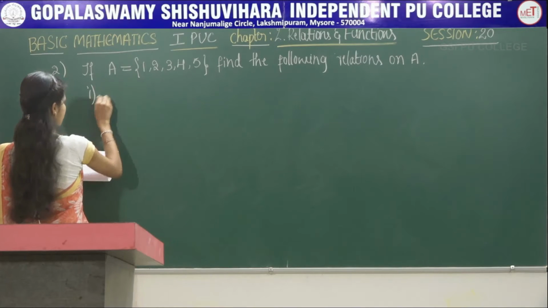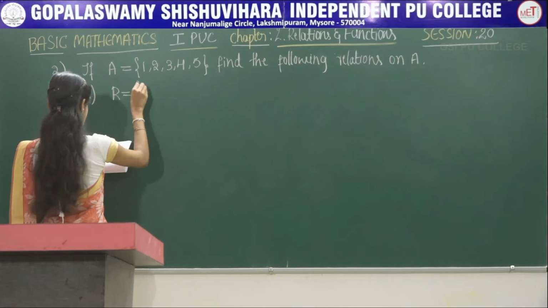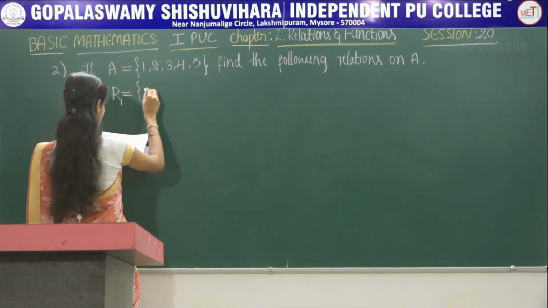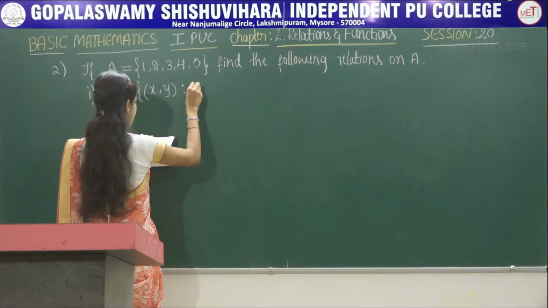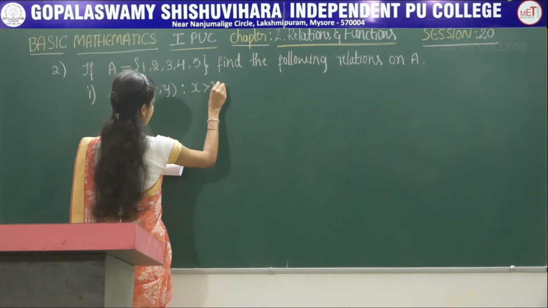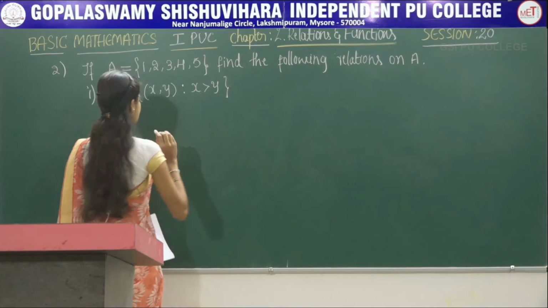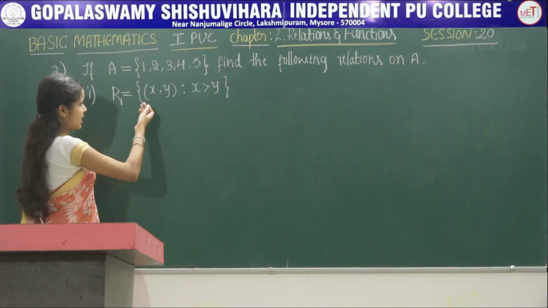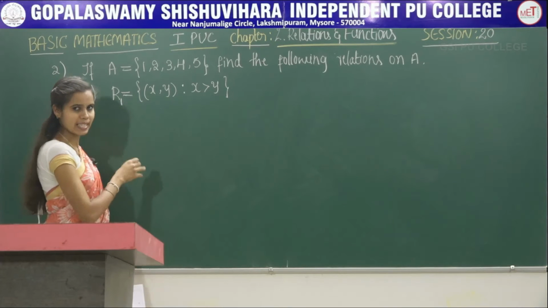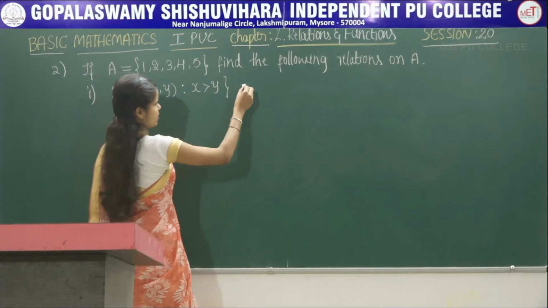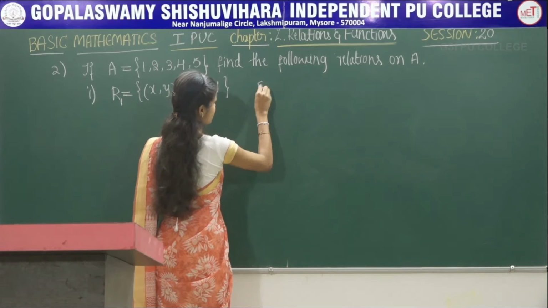Sub question, first one. R is equal to R1. R1 is equal to the set of all ordered pairs (x, y) such that x is greater than y. Here the relation is given in set builder form. Find R means we want to represent it in roster form. Okay. Solution.